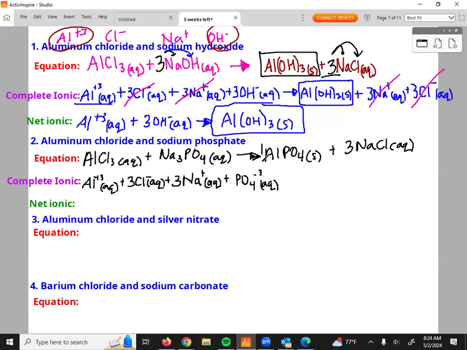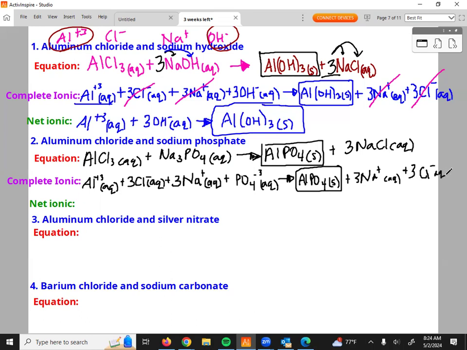Ooh, I forgot to do something. I should have boxed the solid here, right? Because I know that's gonna come down again. We get a little break here because we don't break down the solid. And then what are our last two? Yep, 3 and 3. And then the last one is gonna be 3Cl minus, right? Just like that.